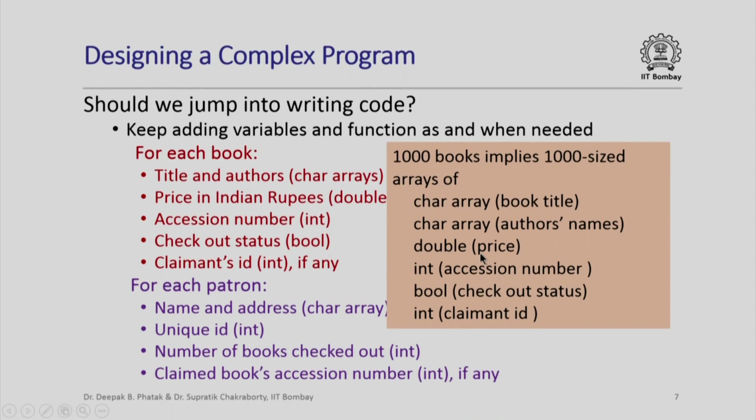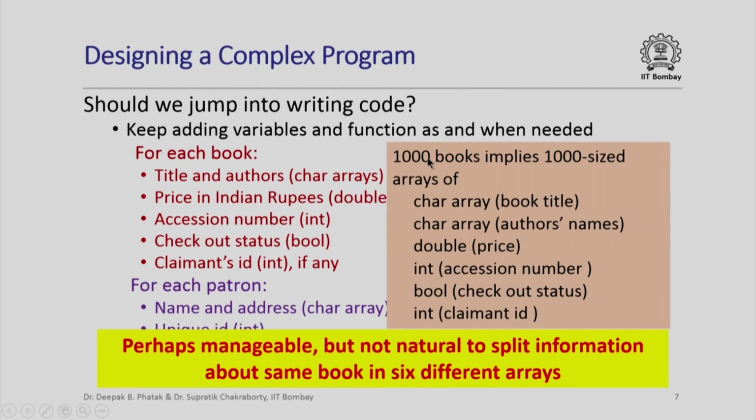Similarly, I could have a 1000 sized array named price, where an element of that array gives me the price of a book, and similarly I could have 1000 sized arrays named accession number, checkout status and claimant ID, where an element of each of these arrays would give me the accession number or the checkout status or the claimant ID respectively of a book in the library. Well, if I organize the information like this, perhaps it is manageable. I have 6 different arrays, each of size 1000 and each of possibly different data types.